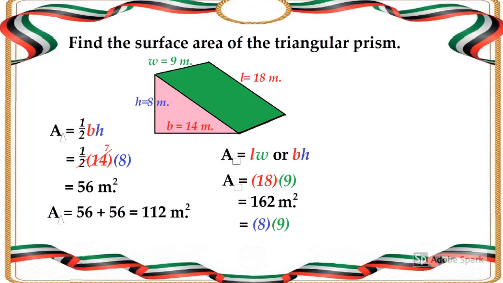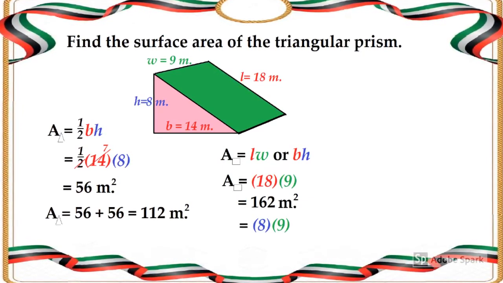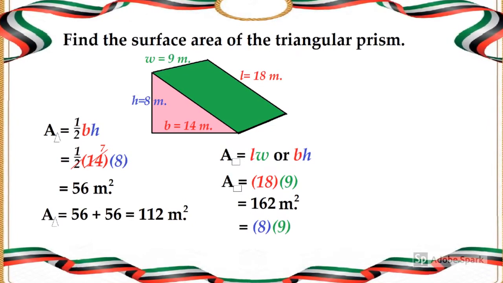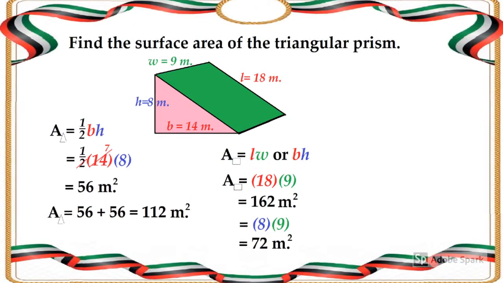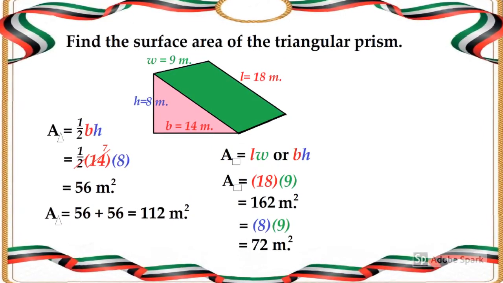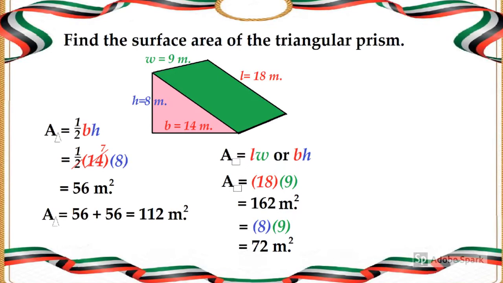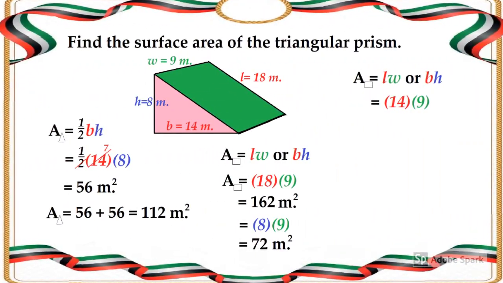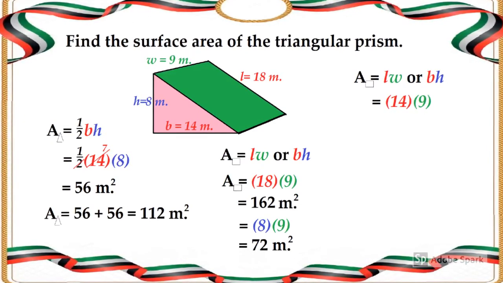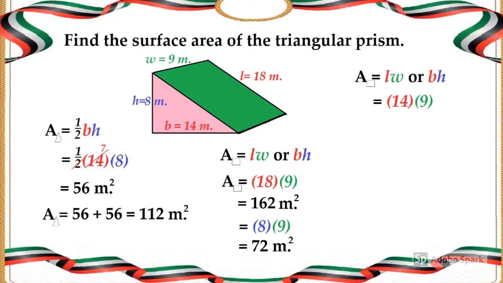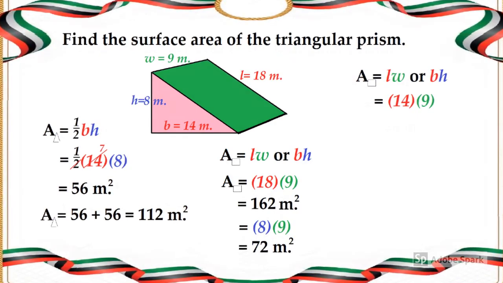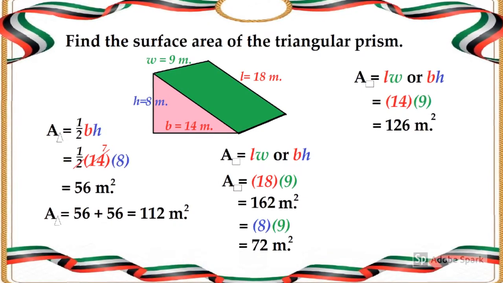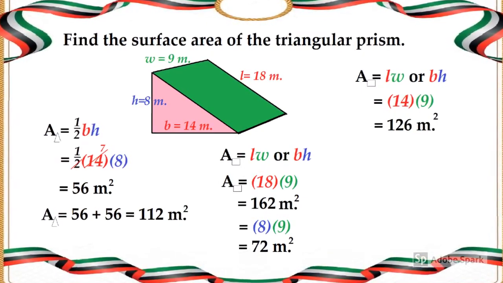Now, let us solve the area of the rectangle at the back. The height is 8 and the width is 9. So, we can simply multiply 8 by 9. It will give us 72 meters square. That is the area of the rectangle at the back. Now, let us solve the rectangle at the bottom. The length is 14 and the width is 9. So, we can simply multiply 14 by 9. And it will give us 126 meters square. That is the area of the rectangle at the bottom.